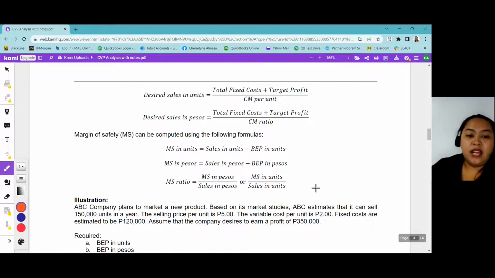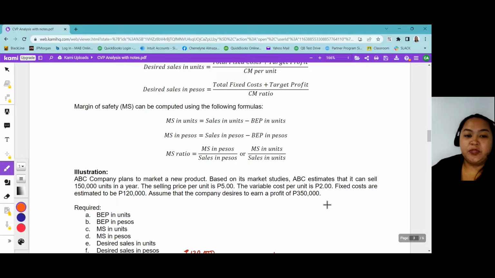Next. Yung desired sales in pesos, ito naman yung amount na dapat mong ma-generate para ma-attain yung iyong target profit. So you have your total fixed cost plus your target profit divided by CM ratio. Or another alternative for this one is your desired sales in units, i-multiply mo lang ng selling price. Okay? Next. Punta naman tayo sa margin of safety.